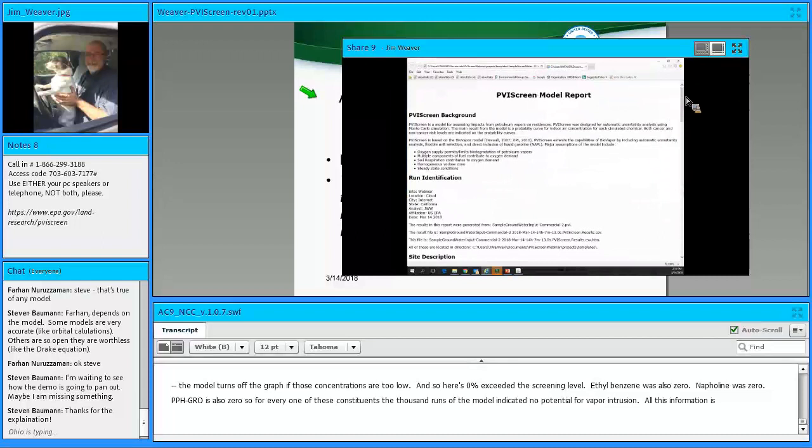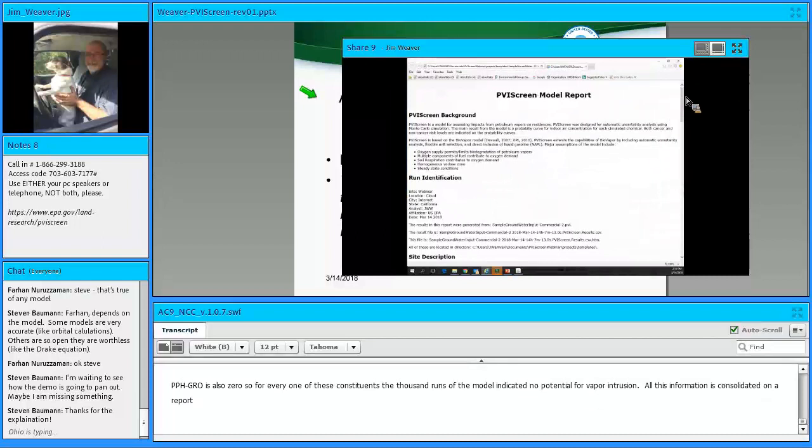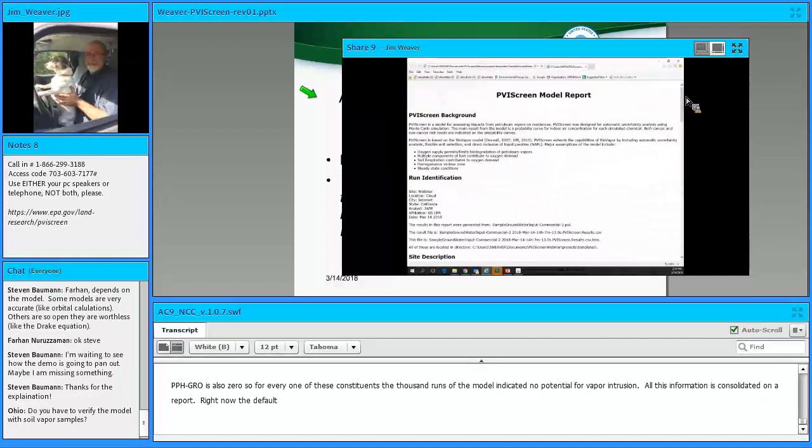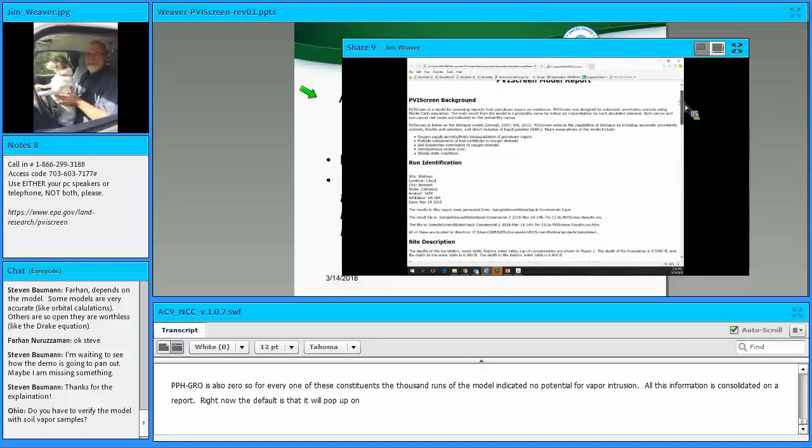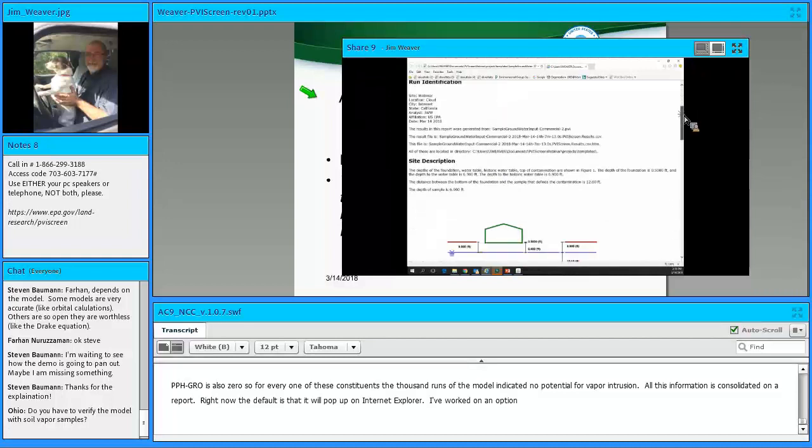Okay. Right now, the default is that it will pop up Internet Explorer. I've worked on an option to choose the browser of your choice, but that's disabled at the moment.